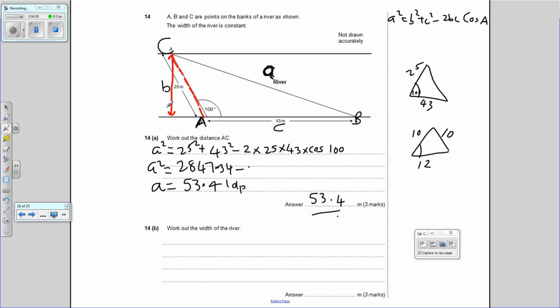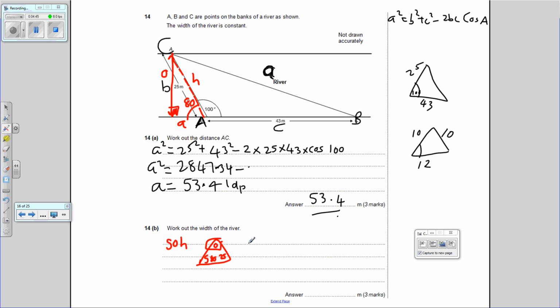But I can use SOHCAHTOA because it's a right angle triangle, and I know this angle, because it's on a straight line, will be 80. So that means I've got the opposite, I've got the hypotenuse, and this is the adjacent. So I'm trying to find the opposite, and I know that the hypotenuse is 25. So O and H means I'm using SOH. So the sine of the angle, which is 80, equals the opposite, which is something I'm trying to find, over the hypotenuse, 25.